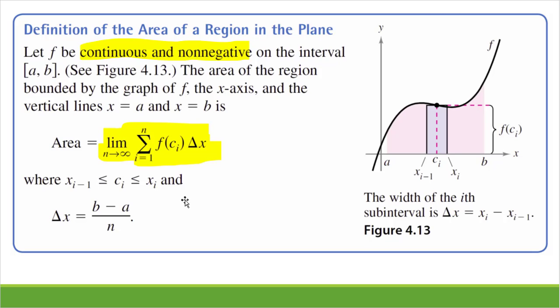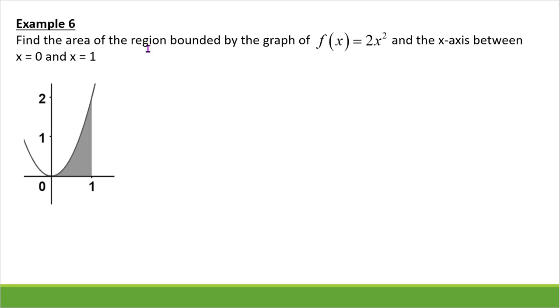Okay, and I'm going to rewrite that. The limit as n goes to infinity of my summation of f of c sub i delta x. We're going to find the area of the region bounded by this graph and the x-axis between 0 and 1. So my delta x is 1 over n.